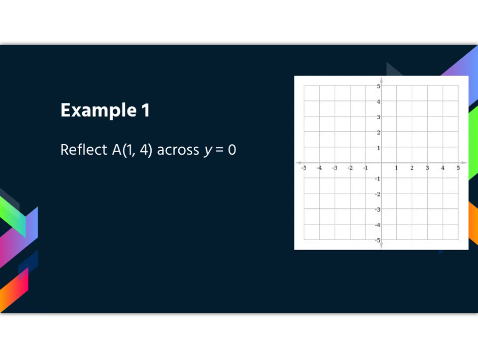Example 1: reflect the point A (1, 4) across y = 0. Whenever you're reflecting something, you need to know what you're reflecting and what you're reflecting over. So you need the point or points and the axis of symmetry. In this case, we have y = 0. How do we know if that's a horizontal line or a vertical line? y = 0 is saying that y is always going to be 0. So if y is staying the same, that means x is changing, and that means it's a horizontal line. y = 0 is also called the x-axis.